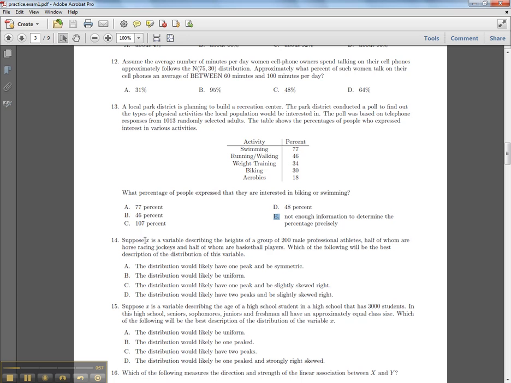Number 14, it says, suppose X is a variable describing the heights of a group of 200 male professional athletes, half of whom are horse racing jockeys and half of whom are basketball players. Which of the following will be the best description of the distribution of this variable? So X is a variable describing the heights of a group of 200 male professional athletes, right? So we're looking at the average height.